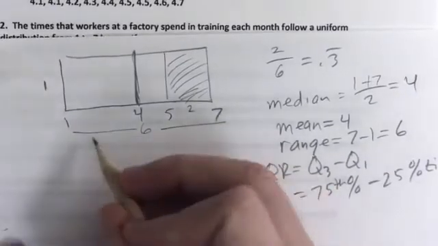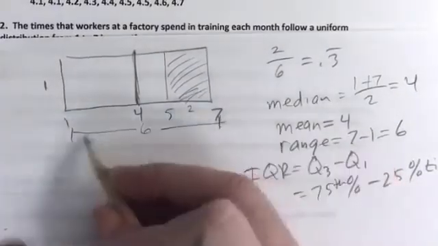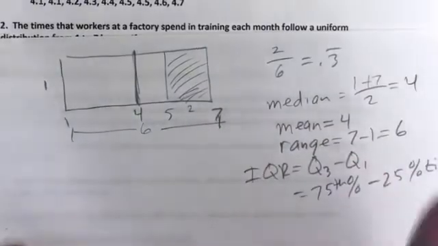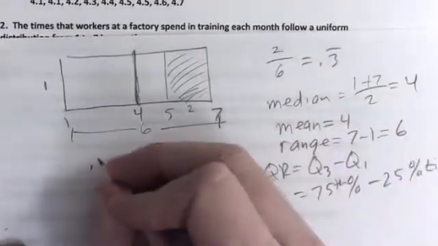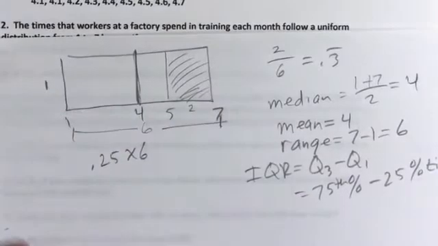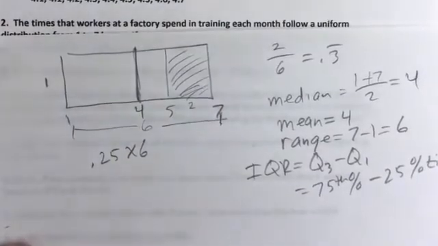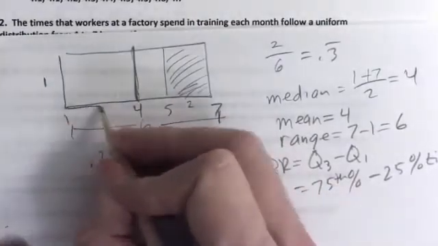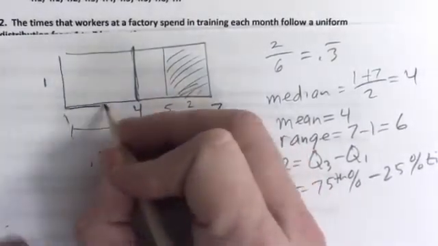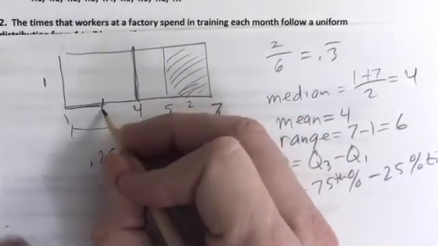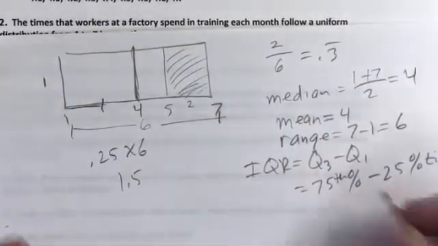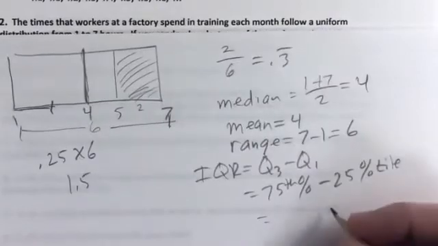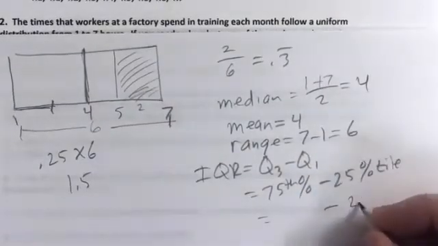So if I say to myself, well, the whole rectangle has a length of 6, I've got to go 25% of the way through that. So if I say 0.25 times 6, that's going to be 1.5. So I've got to go a length of 1.5 from there to there. And so that would put me at 2.5 because I start at 1. So therefore, the 25th percentile, or Q1, is 2.5.